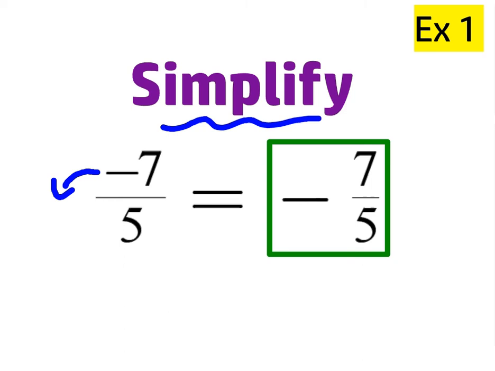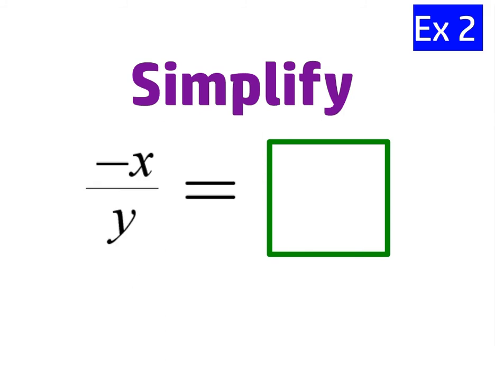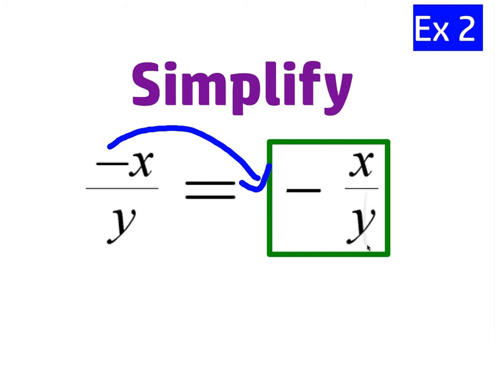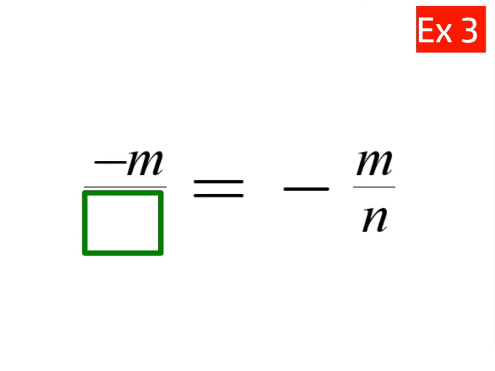So kind of a different way of showing that, right? It's just take that negative and move it to the front of the number. Same thing for this one. The negative is going to come and it's going to move out front, and therefore the answer is negative and then the fraction x over y. How about this one? We have negative m divided by what? Negative m divided by what gives you negative m over n?